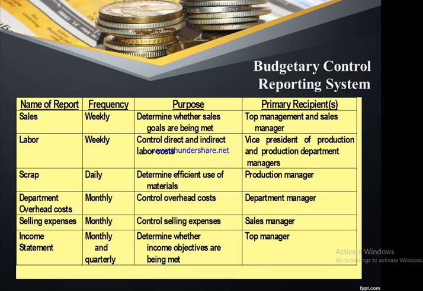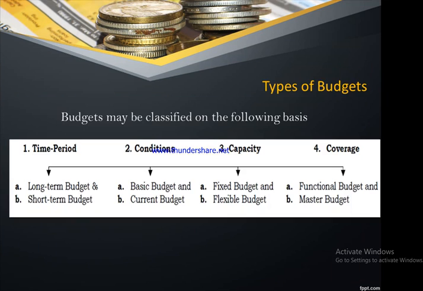So having understood the budgetary control and reporting system, let's understand the different types of budgets. Budgets are normally classified on the following basis: the time period, the conditions, capacity and coverage. Based on the time period, we have long-term budgets and short-term budgets. Based on the conditions, we say it's a basic budget and the current budget.